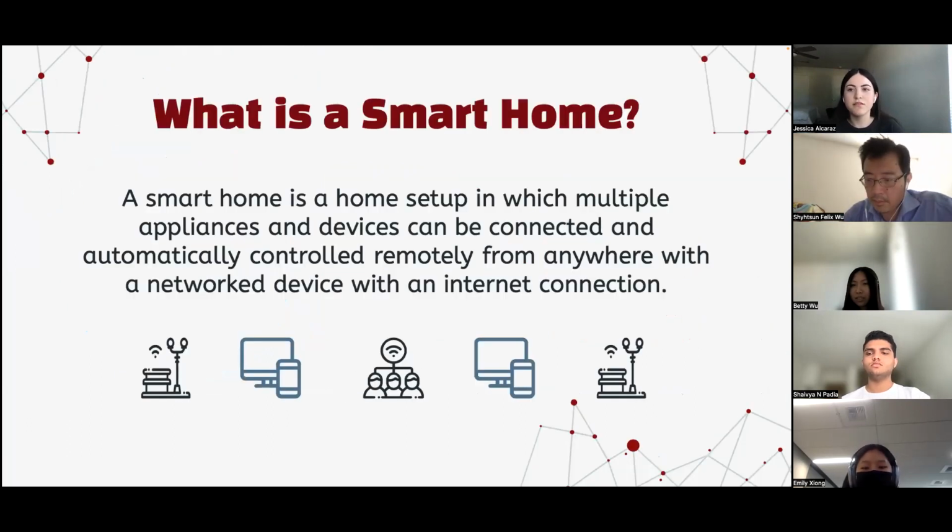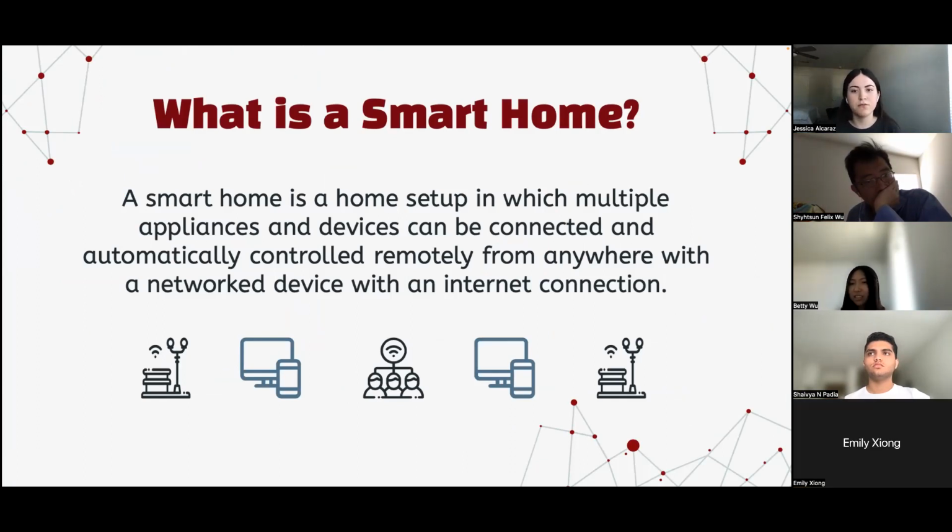And so for those who don't know what smart homes are, a smart home is a home setup in which multiple appliances and devices can be connected, and they are automatically controlled remotely from anywhere with a network device with an internet connection.